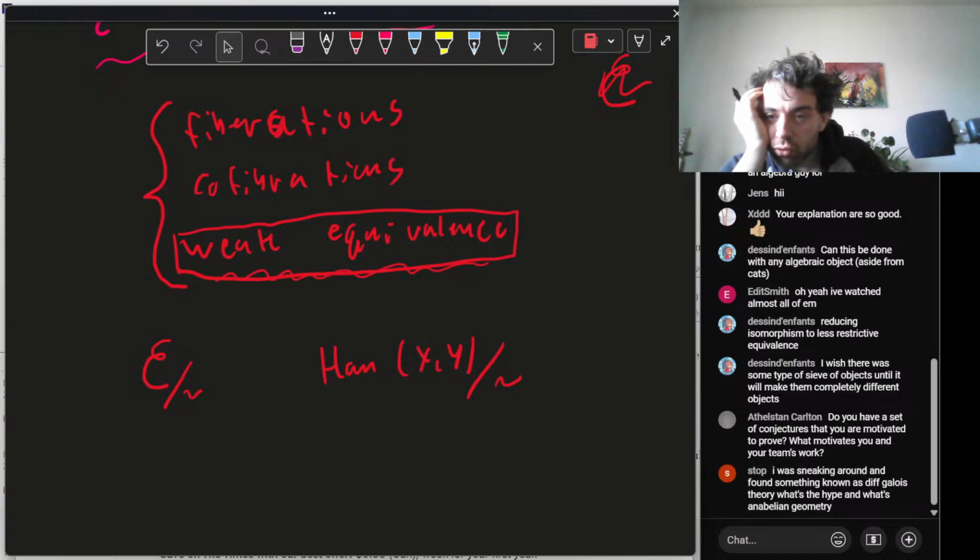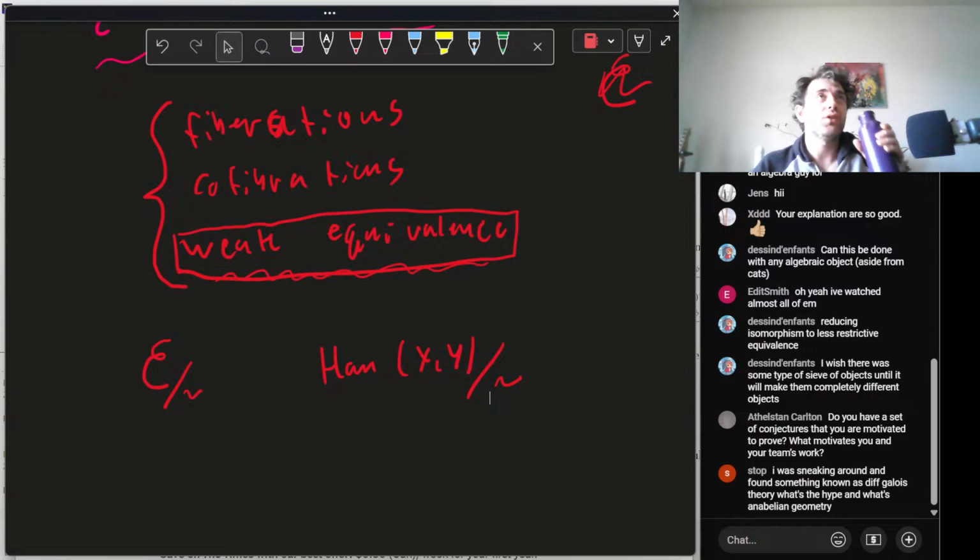Yeah, reducing isomorphism, less restrictive to equivalence. Yeah, well, there is something called a sieve in a topos, in topos theory. That's also something I kind of want to make videos about, because maybe that's a direction I should take my sheaf series videos in. I don't know. So many directions it could go. So much to do, so little time.